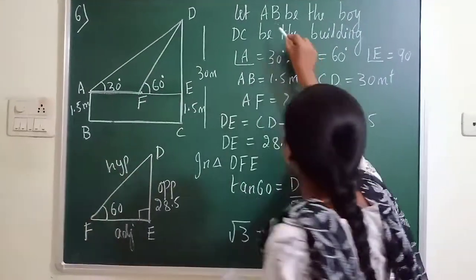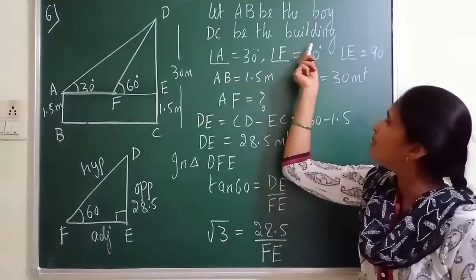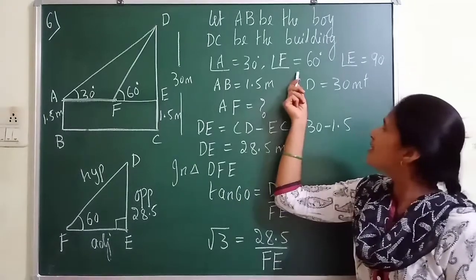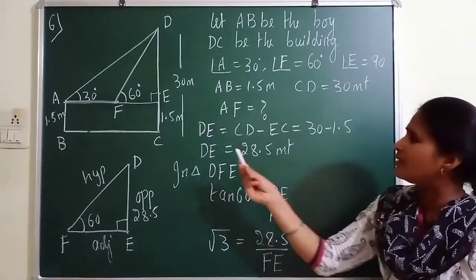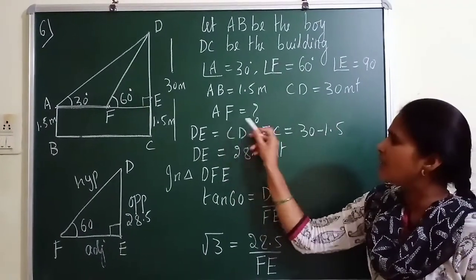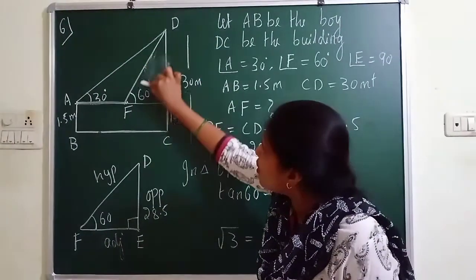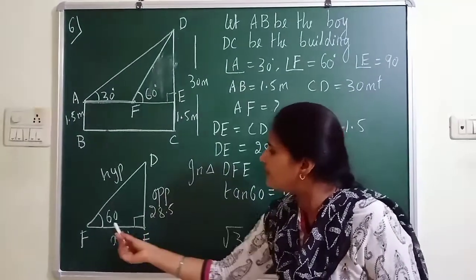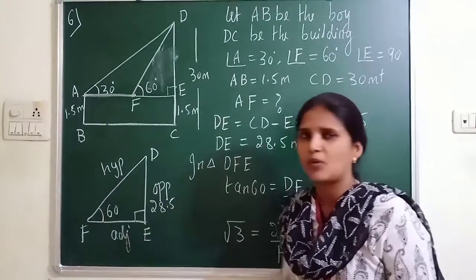Now let us assume AB is the boy, DC is the building. Here you can see the diagram. DC is the building, angle A is 30 degree, angle F is 60 degree, and as usual you can see it is perpendicular. Angle E is 90 degree. Given AB equals 1.5 meter and CD is 30 meter, we need to find AF. For that I am taking the small triangle FDE. Consider this triangle. If this is 60 degree, this becomes opposite, adjacent and hypotenuse.